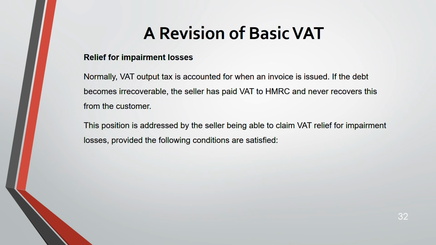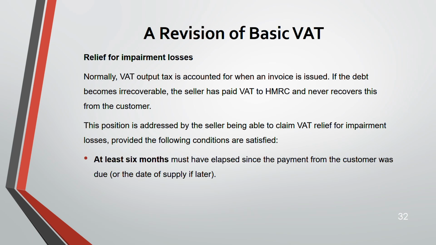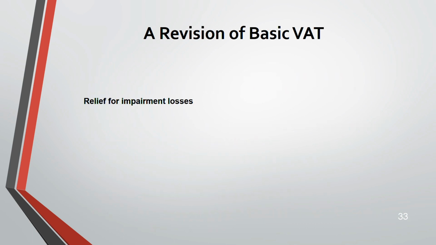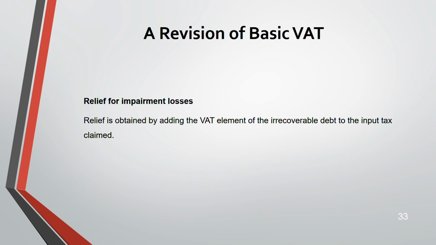But this is provided the following conditions are satisfied. First condition, at least 6 months have to lapse since the payment from the customer was due or the date of supply, whichever is later. The debt must have been written off in the seller's VAT account. The claim for relief for irrecoverable debt must be made within 4 years and 6 months of the payment being due. Okay, so if 6 months have lapsed and the debt was written off in the seller's VAT account, you can reclaim the VAT that you have paid. Now, this relief, okay, how do you get this relief? It's added.